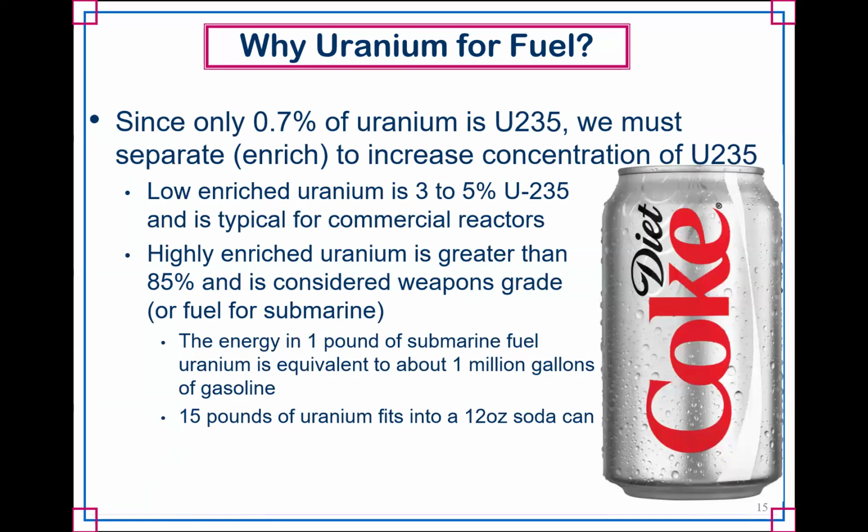So you've got to enrich the uranium, because we can't just take uranium out of the ground, mine it, and throw it in a reactor. We've got to process it. We want to process it to what we would call a low enriched value, which is typically about 3 to 5% of the uranium in the bundle being U-235. That is the typical amount for commercial reactors.